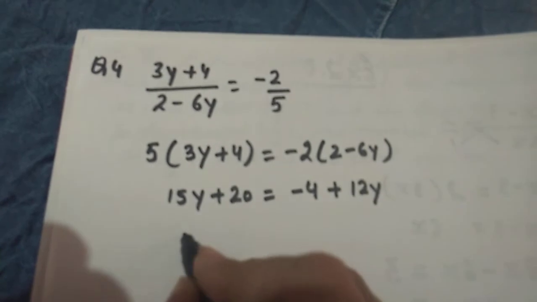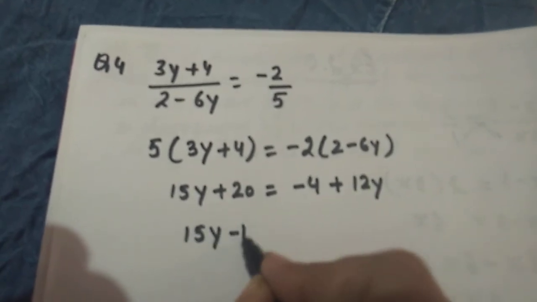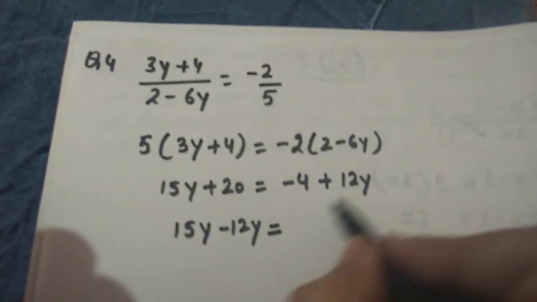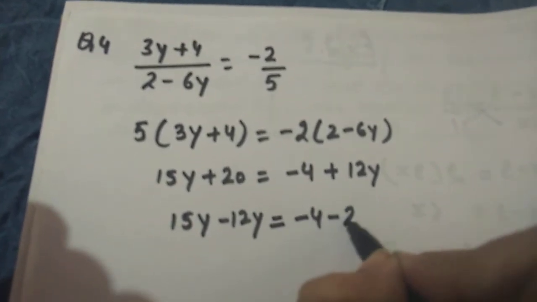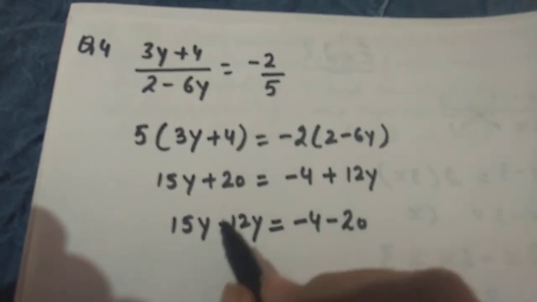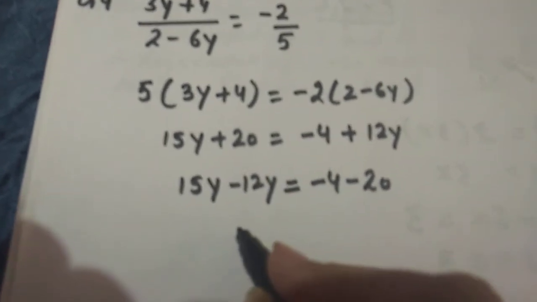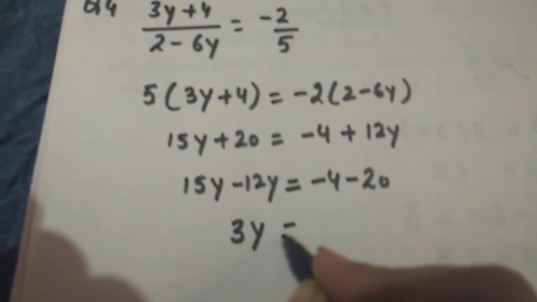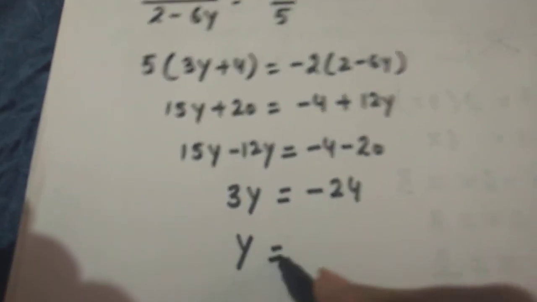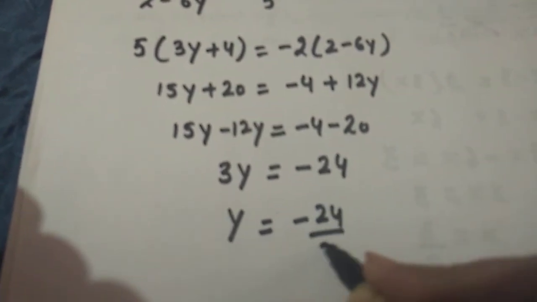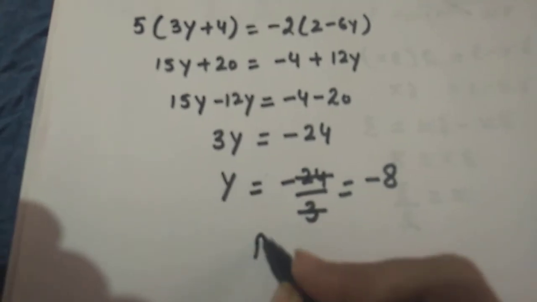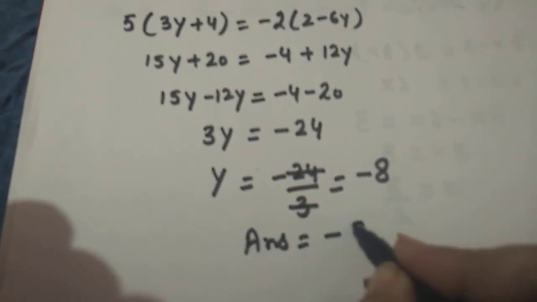Now 15y minus 12y will transpose. Now minus 4 minus 20. We'll take this 20 towards the other side and this 12 towards the left hand side. Now this will be 3y is equal to minus 24. Now y is equal to minus 24 upon 3. So this will be minus 8. So the answer of this question is minus 8.